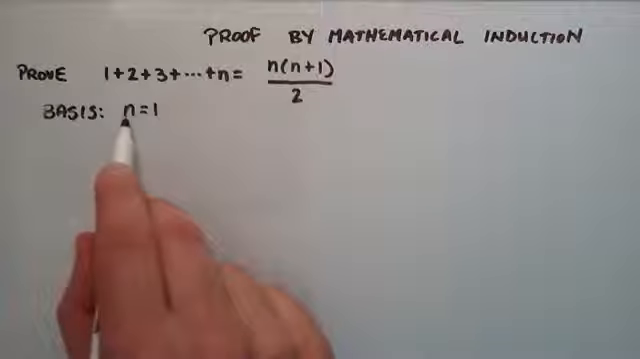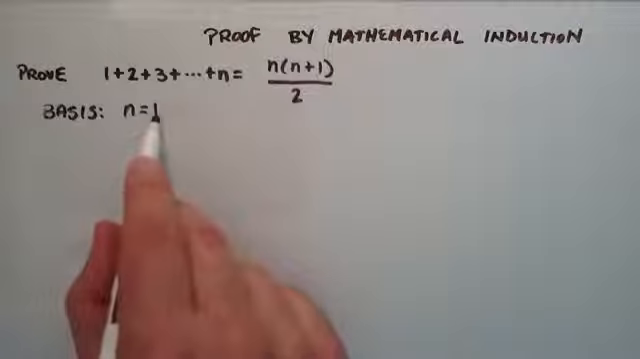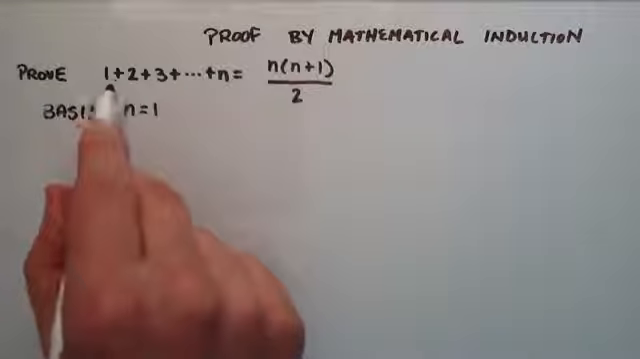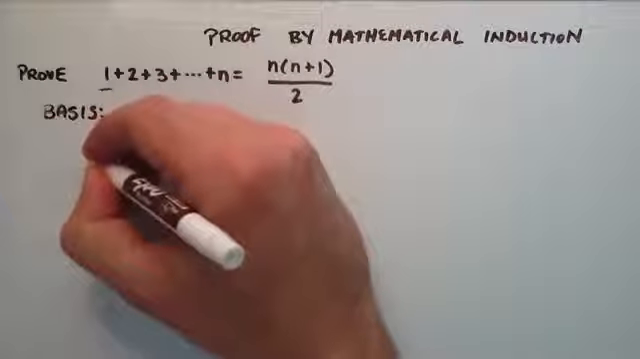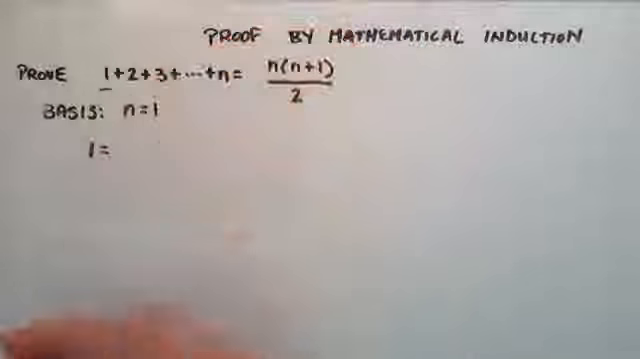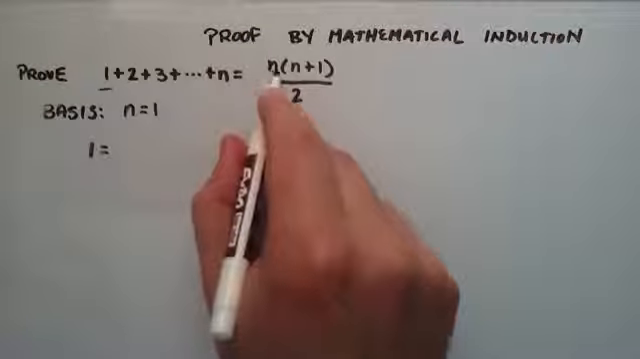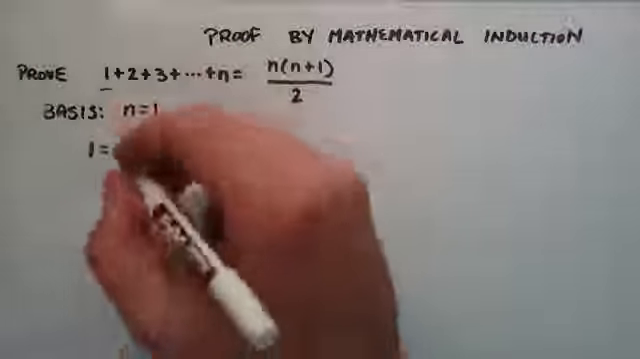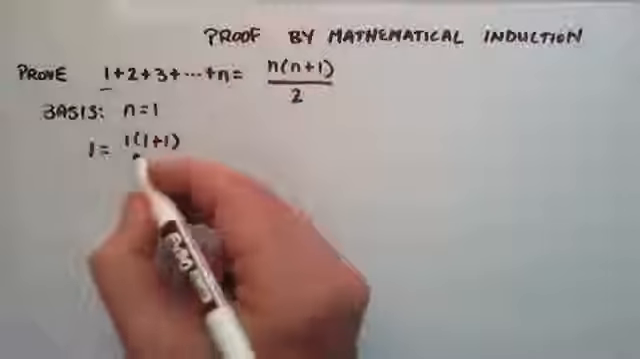If we're looking at the n equals 1 term on the left-hand side, then it's just basically the first term. So the first term happens to have the value 1. So we're going to write down the value 1 here to check the left-hand side. And then for the right-hand side, when n equals 1, we simply replace the n's with the value 1, so this becomes 1 times 1 plus 1 divided by 2.